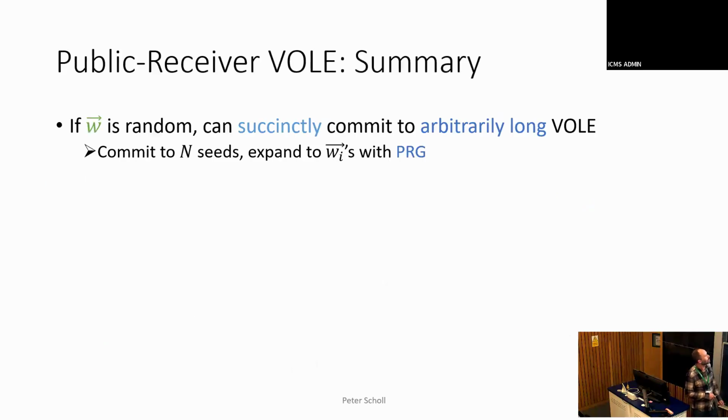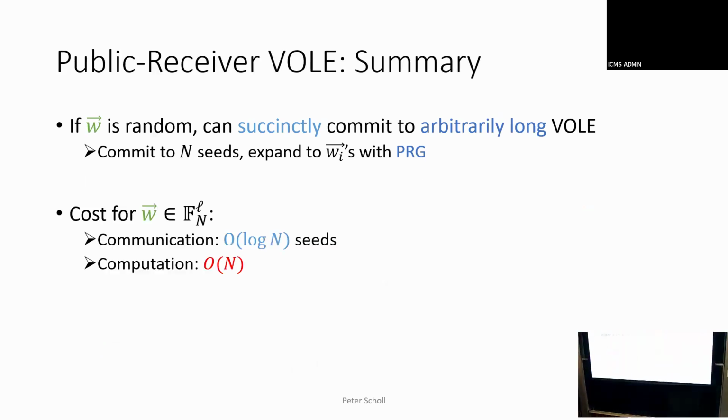Okay, so just to recap what we get from this public receiver VOLE. It's a way of creating this VOLE correlation, which, suppose for now that the W's are just random or pseudo-random, then actually the communication in this, because of the tree optimization, is only logarithmic in the length of the vector. So you have to send log n seeds to open these commitments. And the computational cost for both the prover and the verifier is, of course, linear in the field size and the length of the vector. So this field size n we have has to be small.